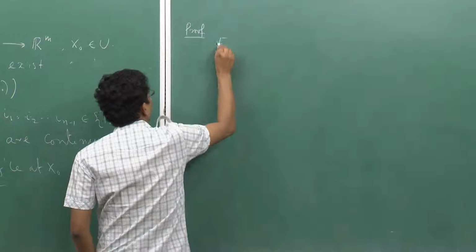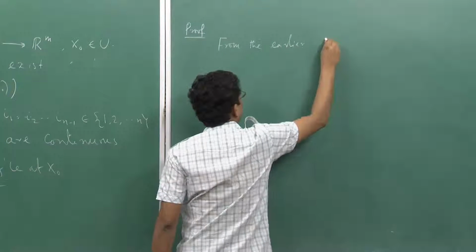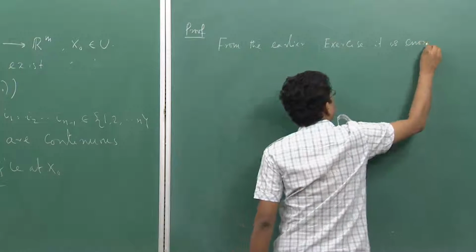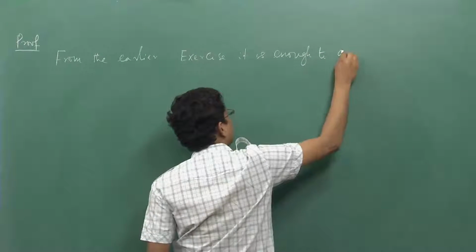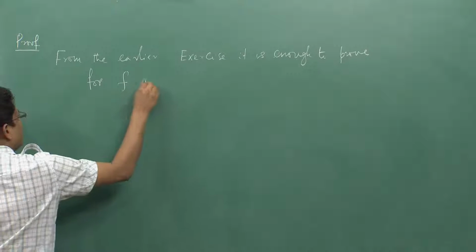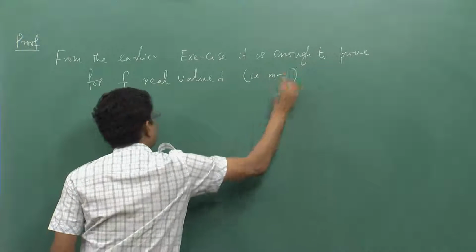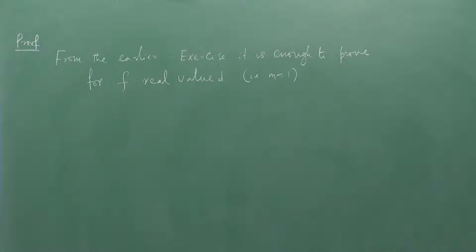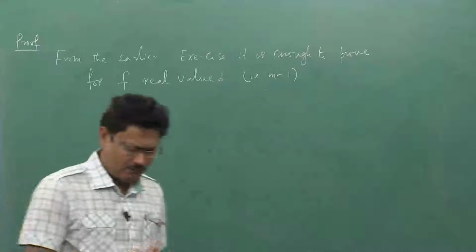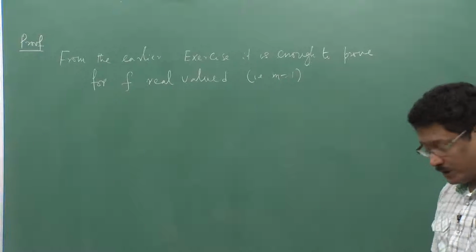First remark, from the earlier exercise, it is enough to prove it for f real valued, that is m equal to 1, because after all I can break down the function into components. So, every statement is true component wise, and if each component is differentiable, then the function is differentiable. So, this is the first deduction I made, just to make the proof easy.